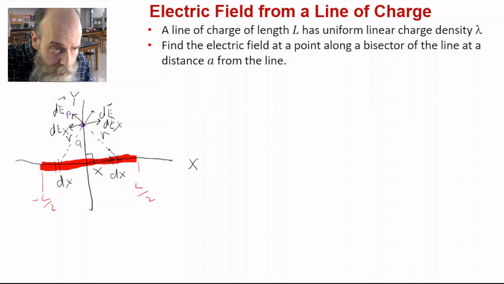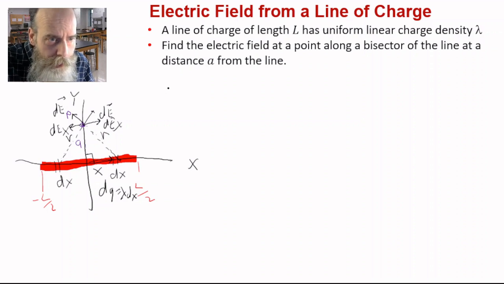And you can do that along the entire line of charge, and you'll see that the net electric field is going to be in the y direction. So we only have to look at the electric field in the y direction. The electric field in the x direction is 0 because they all cancel out. Now the length dx has a charge dq, which is lambda dx, the charge per length times dx.